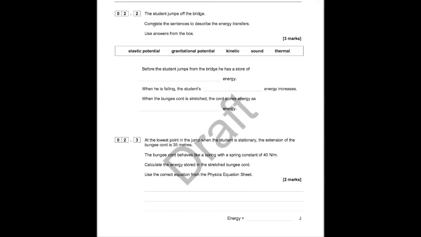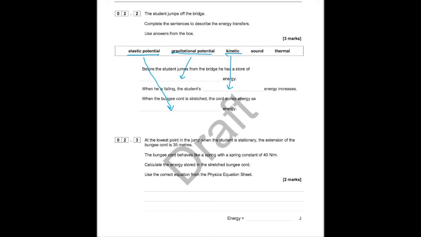The student jumps off the bridge. Complete the sentence to describe the energy transfers. Before the student jumps from the bridge, he has a store of, well, it'll be gravitational potential energy because he's up high. When he is falling, the student's kinetic energy increases. When the bungee cord is stretched, the cord stores energy as elastic potential energy. I would actually write them in. I wouldn't do that in an exam, mind.